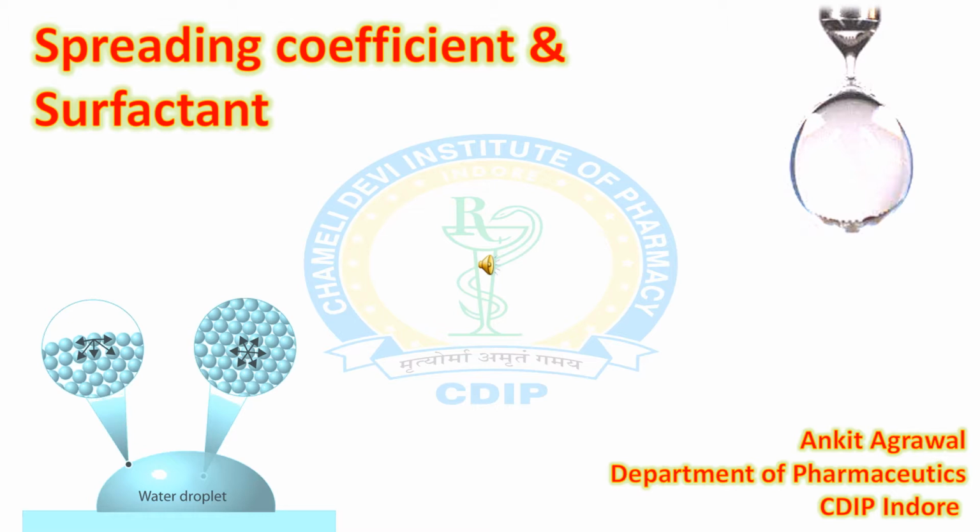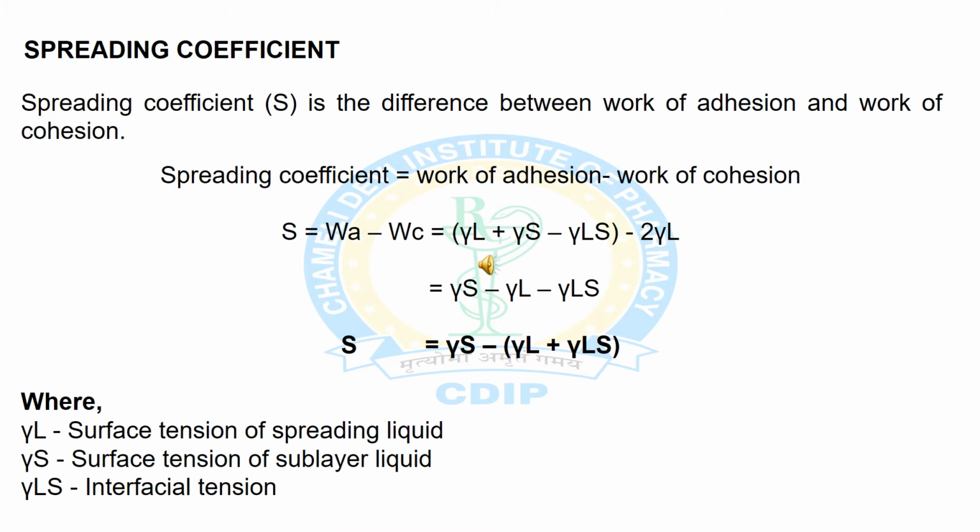In today's lecture, we are going to discuss spreading coefficient and surfactant. So, let us understand what is spreading coefficient. Spreading coefficient is the difference between the work of adhesion and work of cohesion. That is, S will be equal to WA minus WC. That means the spreading coefficient is equal to work of adhesion minus work of cohesion.